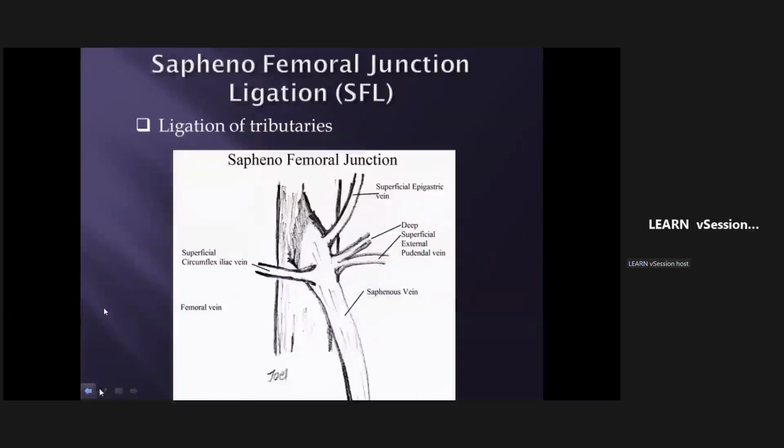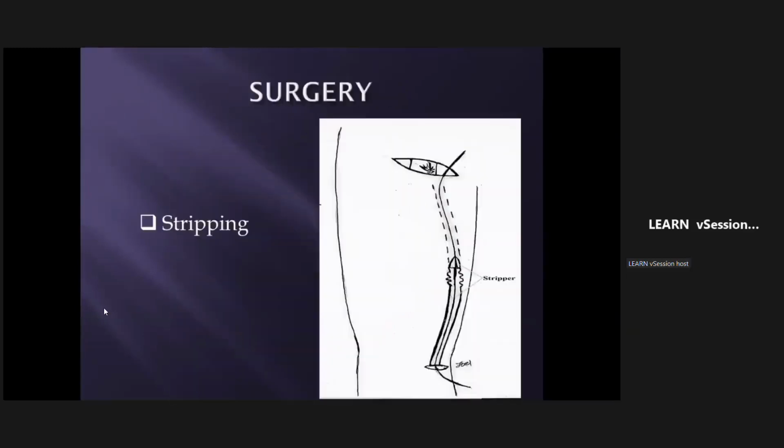And for medical students, people may ask what branches drain into the saphenofemoral junction or close to it. So remember, at the SF junction, the femoral vein does not get tributaries, and it is the saphenous vein which gets tributaries. Just remember that as a nice to know point. So old style stripping, you use a stripper to strip. We don't do it anymore.